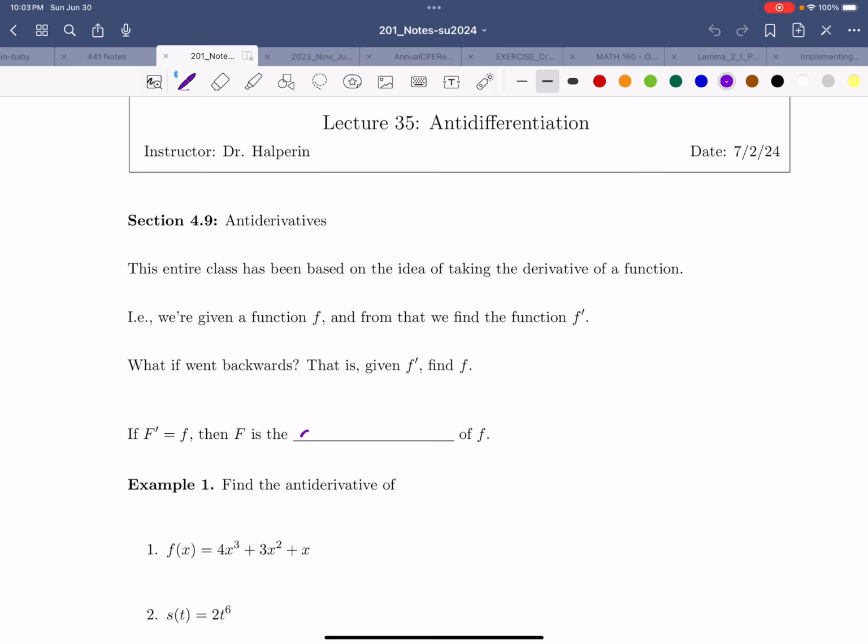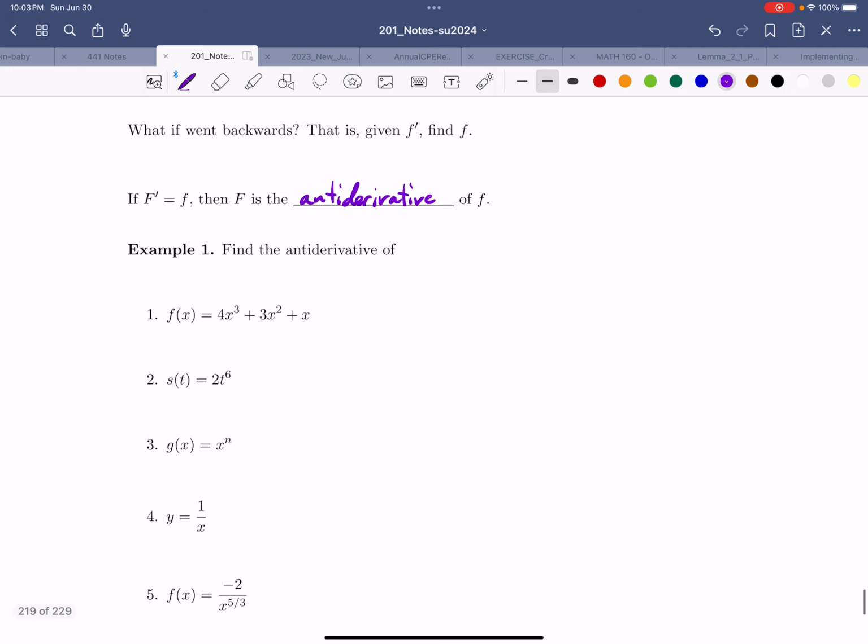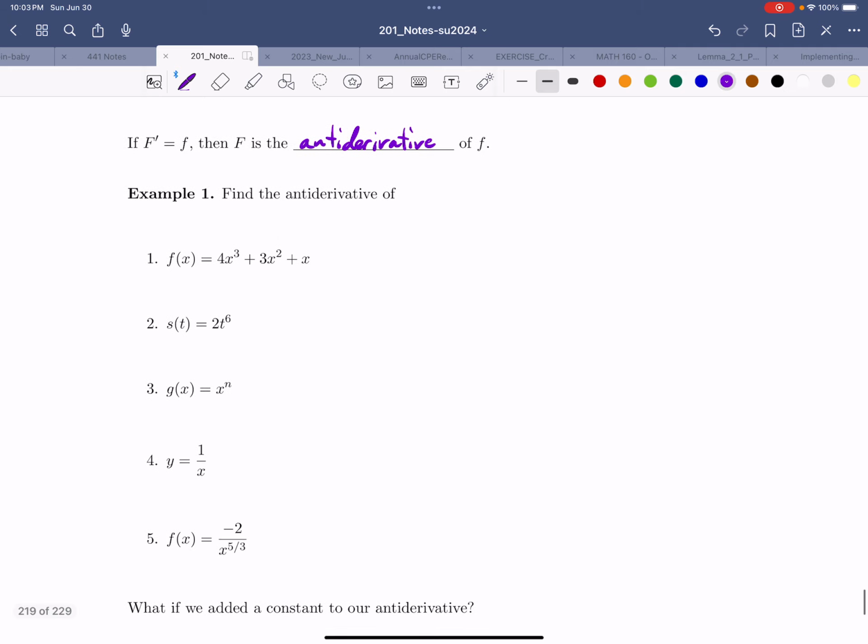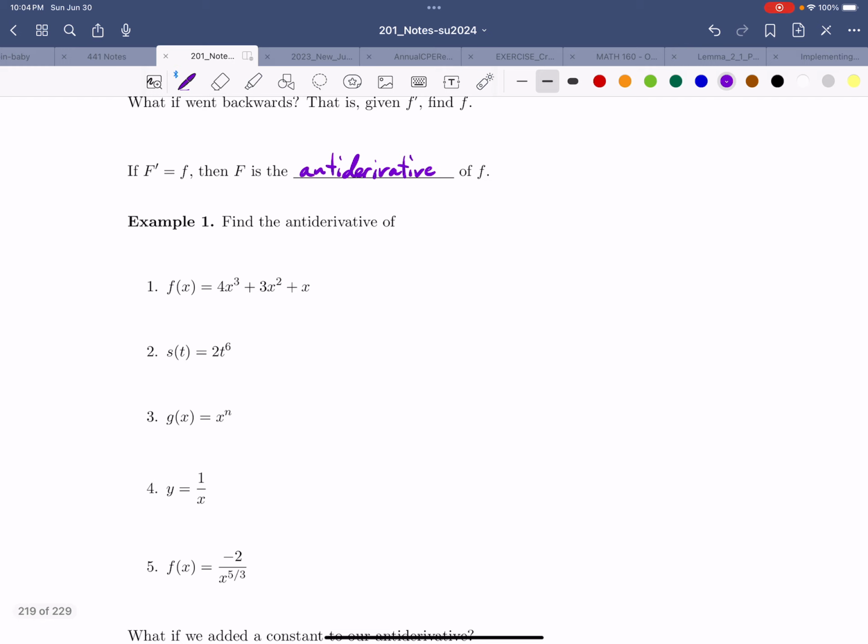If we consider two functions, big F and little f, if big F prime equals little f, then big F is the antiderivative of f, of little f, that is. So I could say find the antiderivative of each of these functions, right? So if you've already seen this before, you might notice that I'm going to be missing something in each of these problems. Just hang with me for a sec.